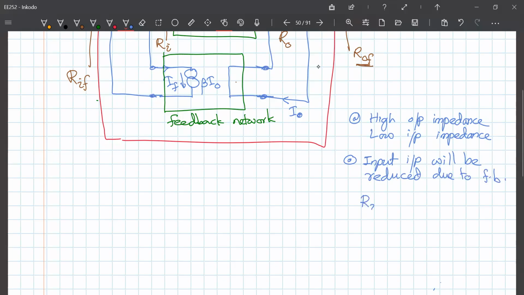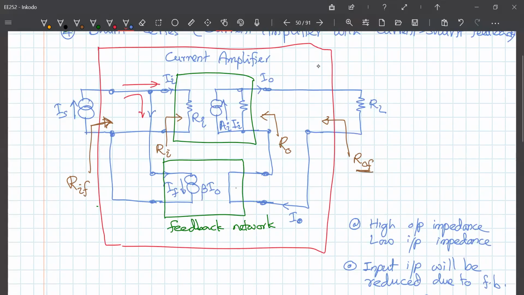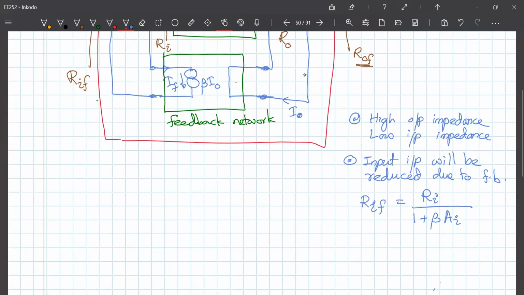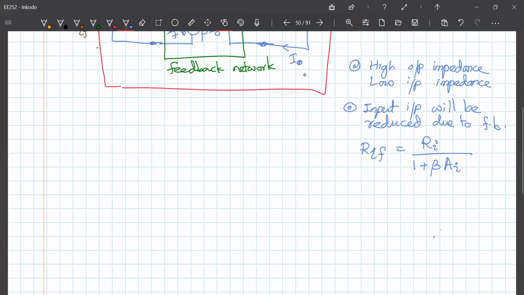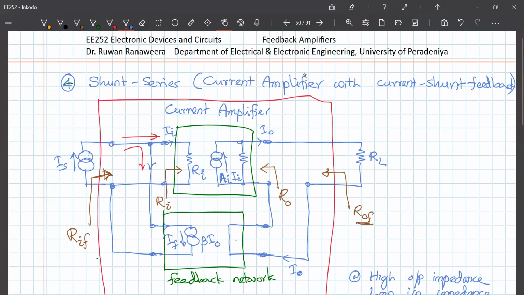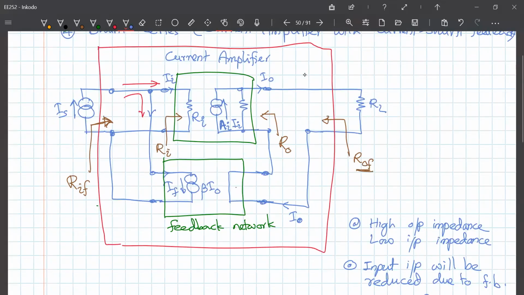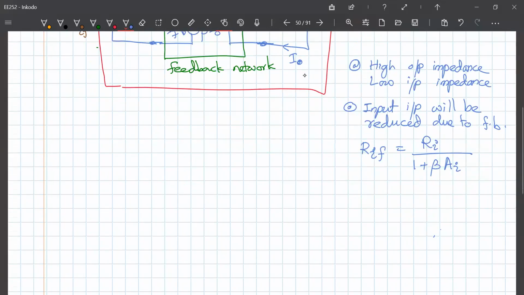So R in with feedback will be equal to R in without feedback, the open loop impedance, divided by 1 plus beta AI. What is AI? That's this one over here. AI is the gain of the original current amplifier. This is my current amplifier with feedback. With feedback, it will improve its input impedance as well.